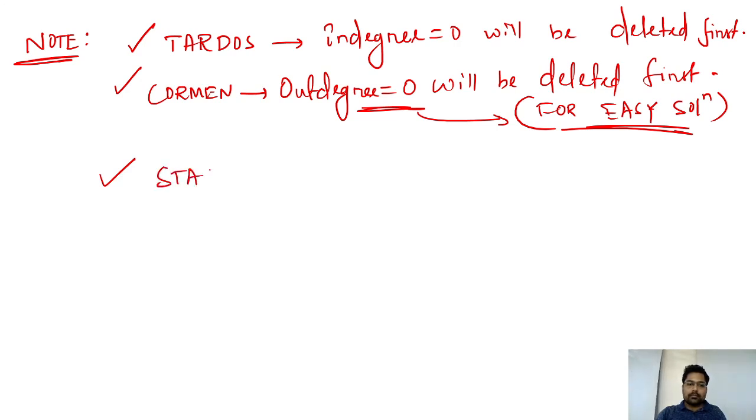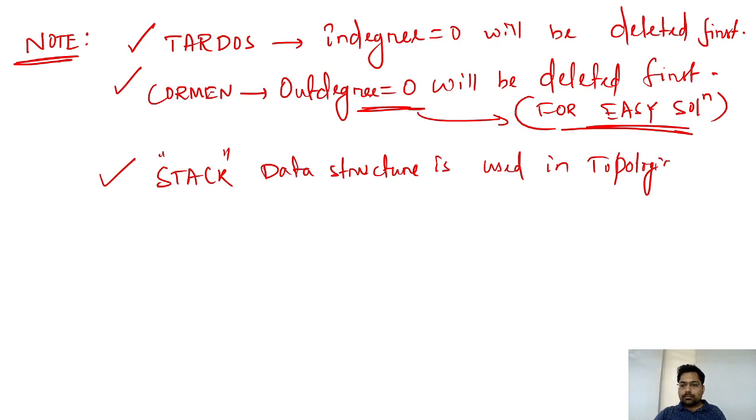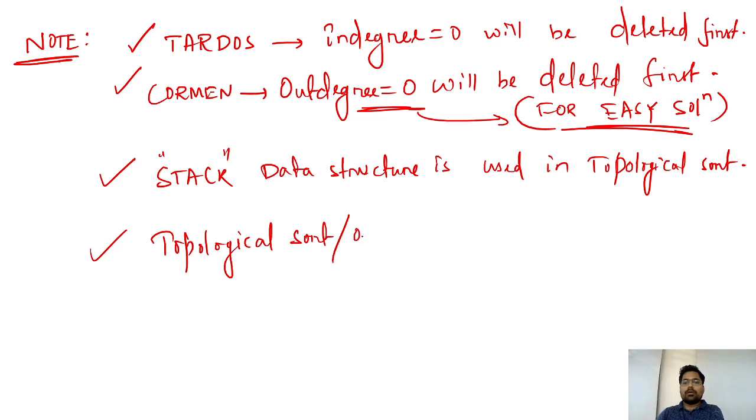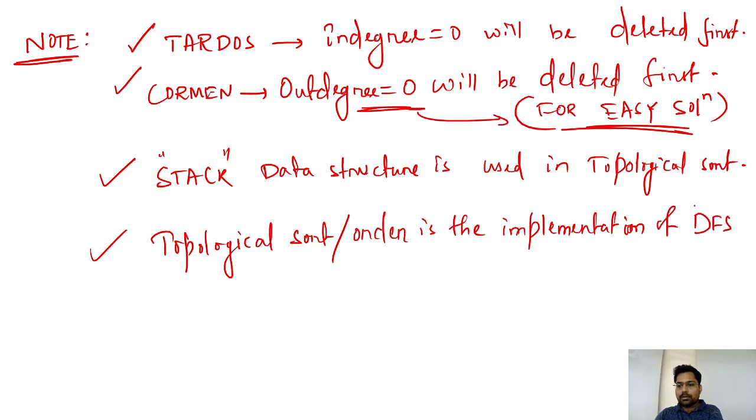Stack data structure is used in topological sort or order. Okay, the time complexity is the same as DFS has, but we should say the implementation of topological sorting, or ordering, is the implementation of DFS, depth first search.